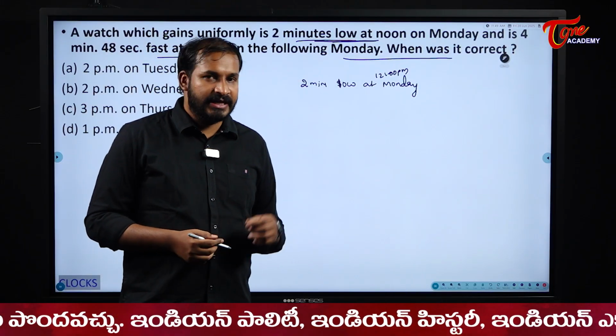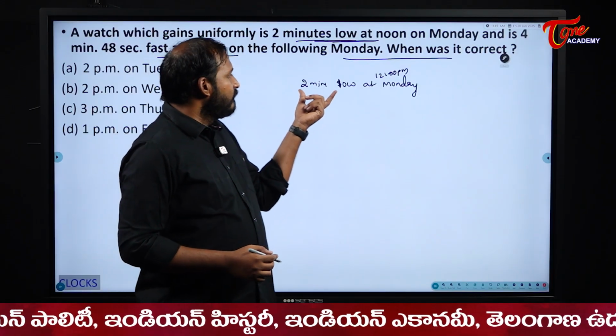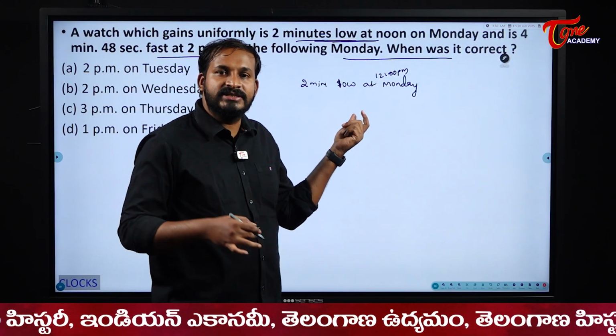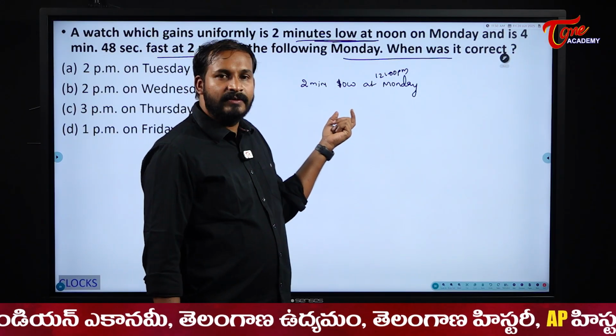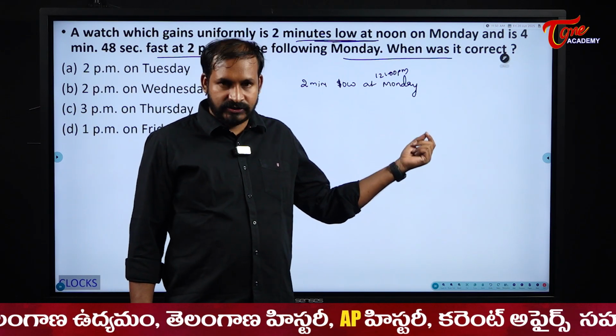It is a uniformly gaining clock. Yes, sir, it is uniformly gaining. So slowly, what happens? This 2 minutes gap will be reduced, right? Why? Because it is a gaining clock. So first it will become 1 minute 59 seconds, next 1 minute 58 and so on, so on, until it comes to 0.